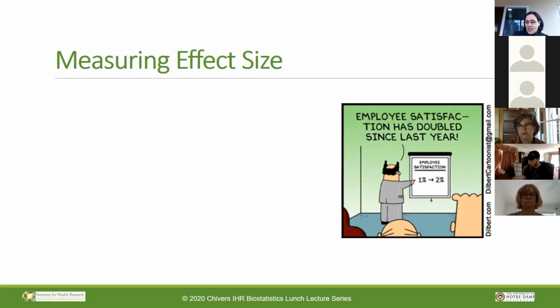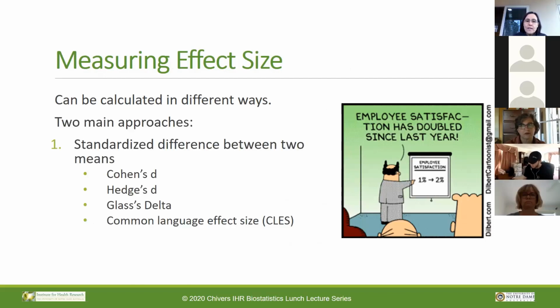So measuring effect size can be calculated in lots of different ways, and it depends on the outcomes or the studies that you're doing. But I'm going to focus on the two main approaches. One is the standardized difference between two means, and that's often what you will see tabulated. You'll have means and standard deviations of different groups. And the common ones you'll see are Cohen's D, Hedges D, Glass's delta, and common language effect size.